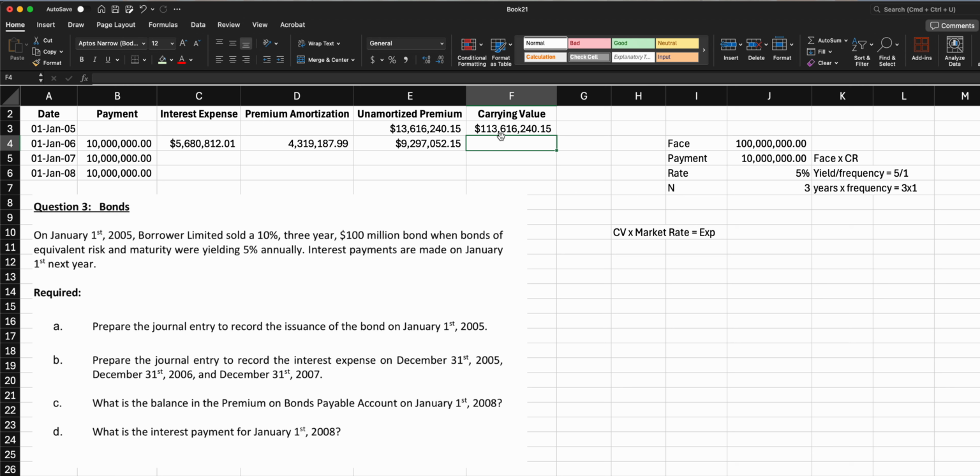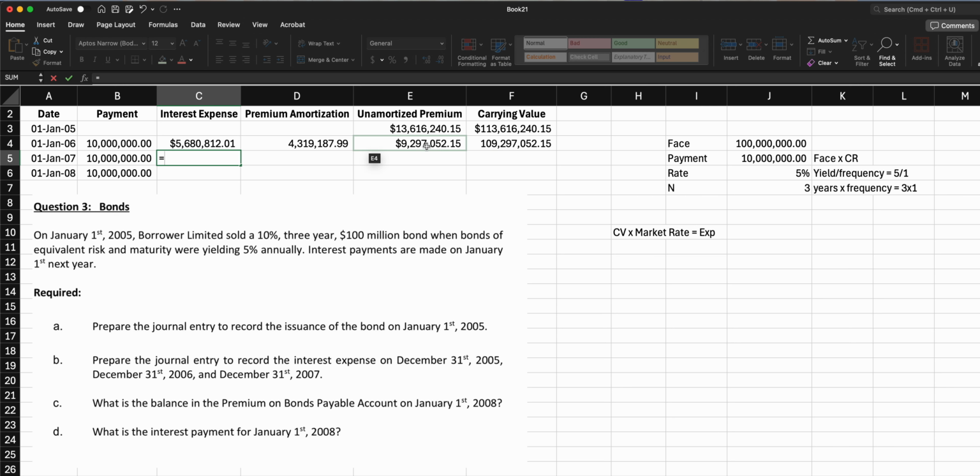will come down. A couple ways you can do the carrying value. I like to do the face value plus the premium. If it were a discount, I would subtract it. So 109 million. And we're just going to repeat that process. So now my interest expense the next year would be this new carrying value times the 5%.